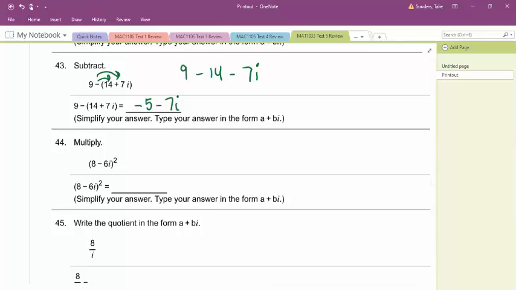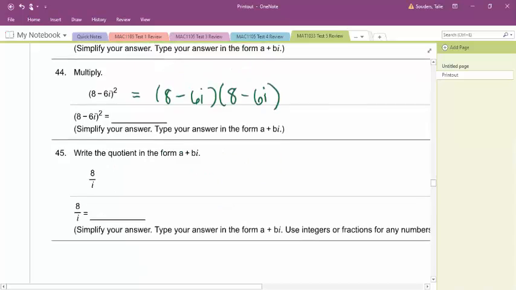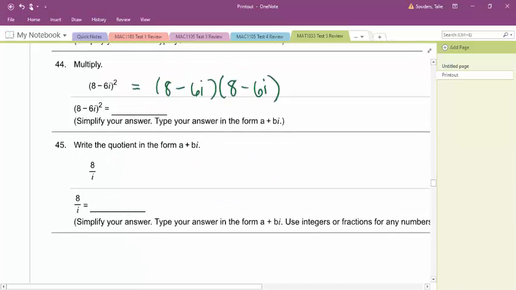What about number 44? How would you approach that? You would write it out to where it's like two of the same things. Very good. So 8 minus 6i times another 8 minus 6i, and then we're going to FOIL it. So what do you get when you FOIL?